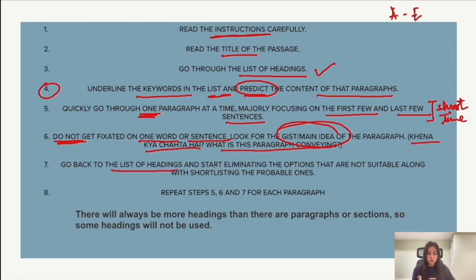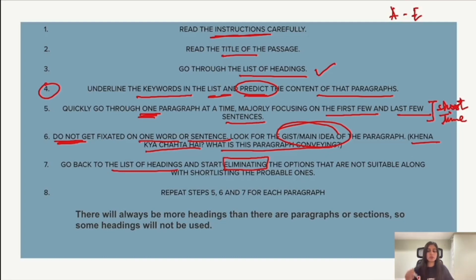Go back to the list of headings and start eliminating. This is highly important. We are going to focus on eliminating the wrong headings, or the ones that do not fit that particular paragraph, instead of looking for the right ones. What do I mean when I say this? I mean that instead of looking for the right answer, you go through all the list of headings.